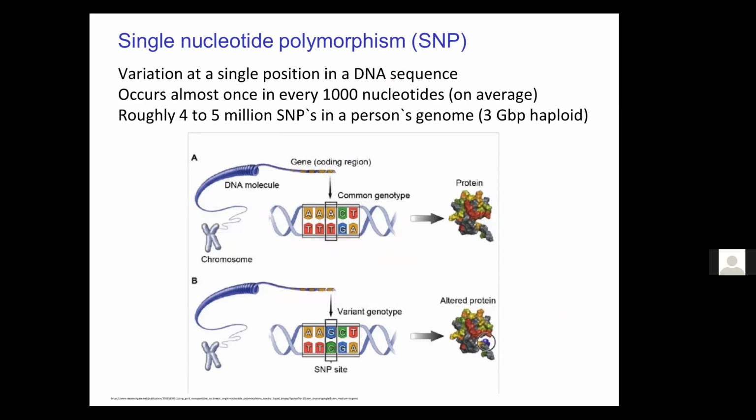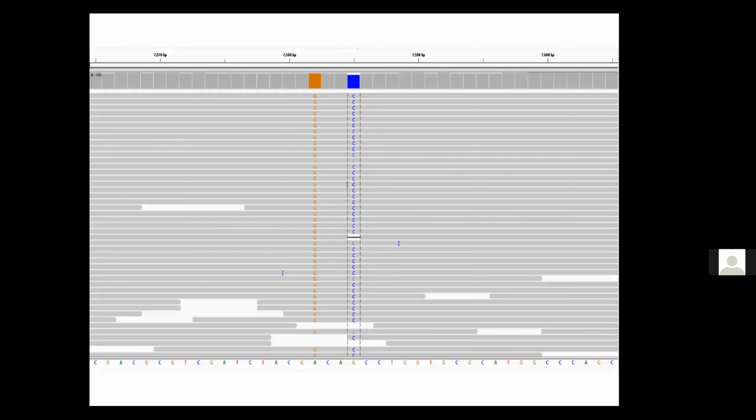So the variant calling, or detecting single nucleotide polymorphisms. Basically, it's variation within a single position in a sequence. It occurs very often, and it's been thought that roughly 45 million SNPs are in a person's genome. This is a visualization of a single nucleotide polymorphism. On the bottom, we can see the reference sequence that we provide as an input to the mapping process and the variant calling process.